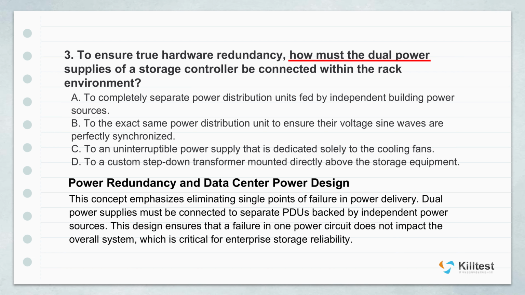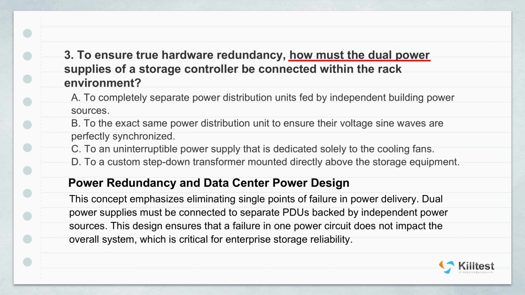Right. Options A and B are A, to completely separate power distribution units fed by independent building power sources, or B, to the exact same power distribution unit to ensure their voltage sine waves are perfectly synchronized. Both sound very technical. Yeah. And then C, to an uninterruptible power supply that is dedicated solely to the cooling fans, or D, to a custom step-down transformer mounted directly above the storage equipment.